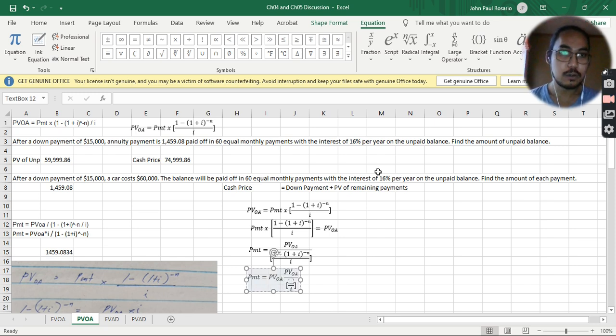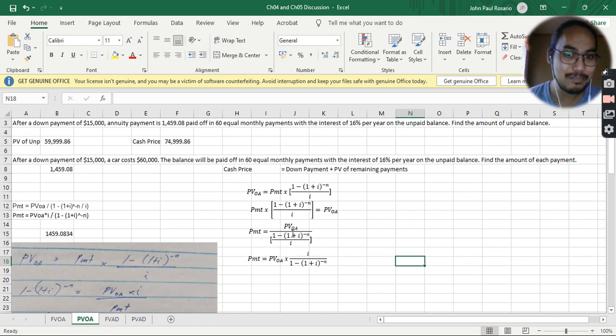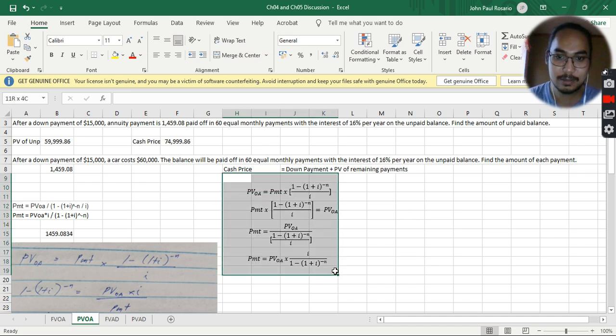PVOA, so multiplied by I times. Okay. So again, same with our FDOA, we can change the operation from division to multiplication by flipping our denominator, which is a fraction. So that's times I over 1 minus 1 plus I raised to the power of n.